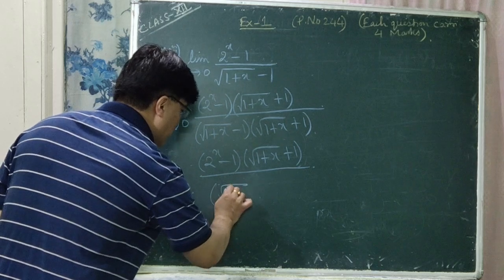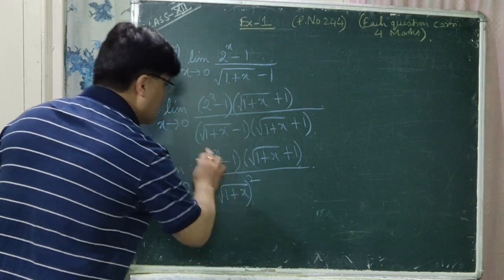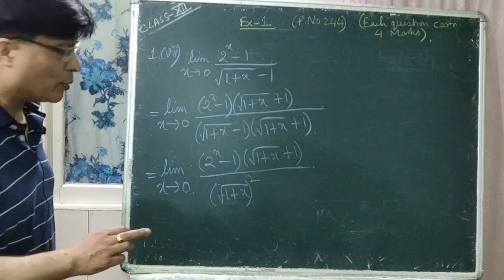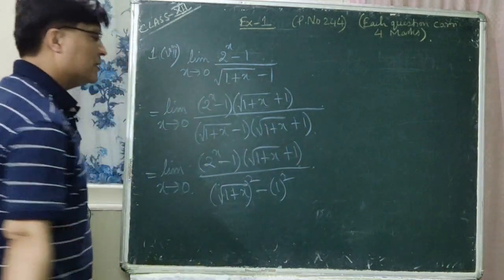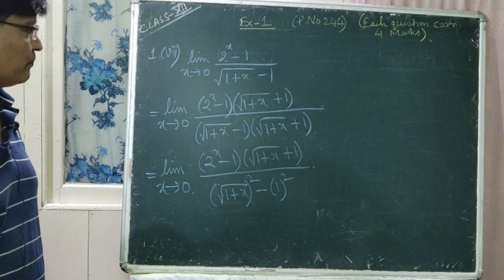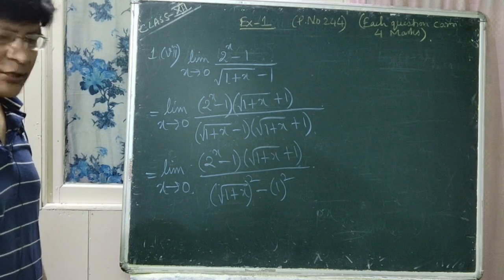So what is a whole square here? Here a is root over 1 plus x. So root over 1 plus x whole square, then minus what is b whole square? That is your 1 whole square. So is that understood now?